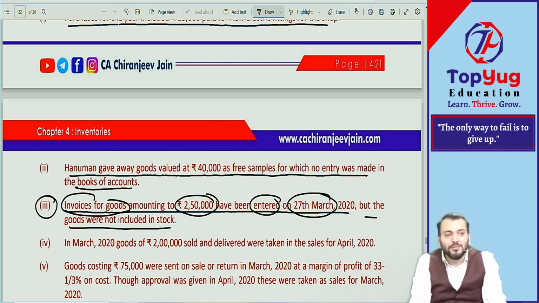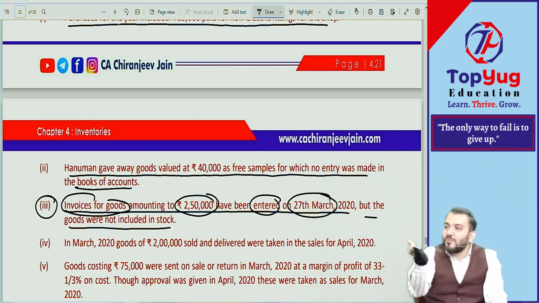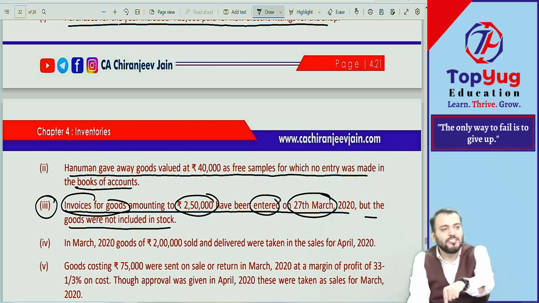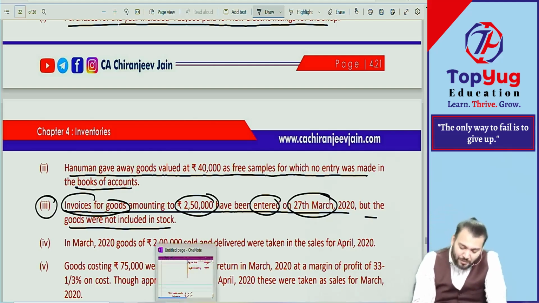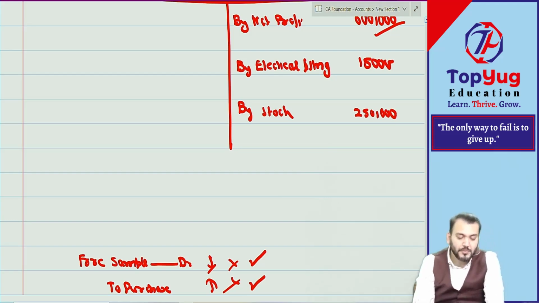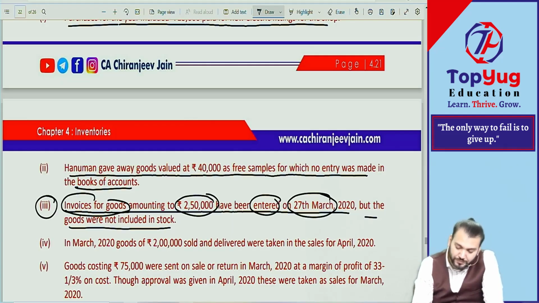Stock account debit to purchase. If closing stock increases, profit increases, as it has a direct relationship with profit. What journal entry? Stock account debit to PL adjustment account. PL adjustment account credited. We write by what? By what stock? What amount? 2,50,000. Understood. This also we have understood.